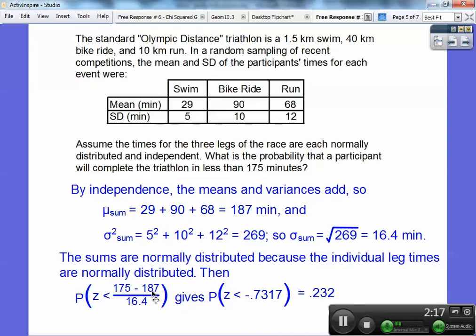175 minus 187. You remember doing this in class? Okay, divided by the standard deviation. So this part cranks out to negative 0.7312. Then you go look up on your z-score table. Remember, your z-score table always gives me the area shaded to the left, and so this says it's going to the left. So I want my z-score right here shaded to the left, so I get 0.232.